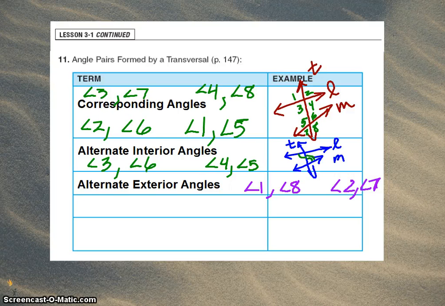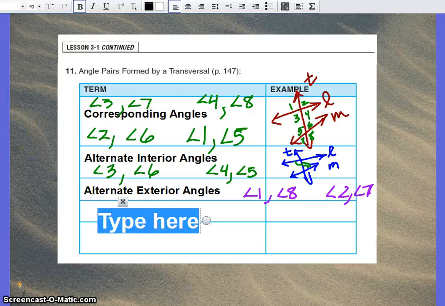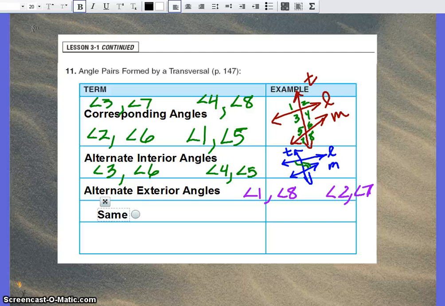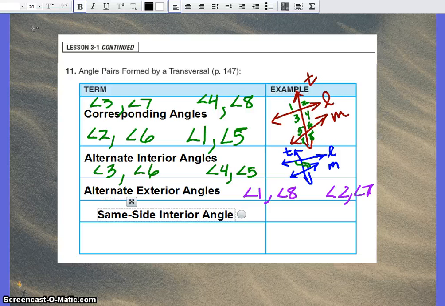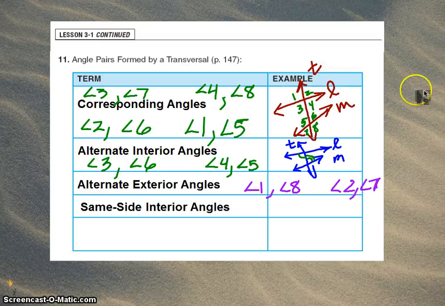Then there are the same side interior angles. Now this means we're not going to be bouncing around the line. Corresponding angles don't bounce. They are on the left or right of T, but they are in the same position. So they're both above or both below L and M.